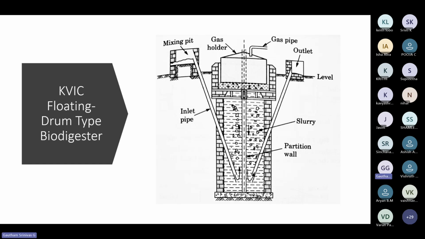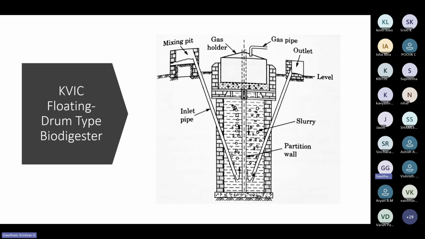Then the sludge is formed here. I mean, the digested sludge moves to the top. As and when you add new material, it just moves to the top through pressure. And the gas is formed. The gas gets formed and it goes to this drum, and the drum moves upwards.